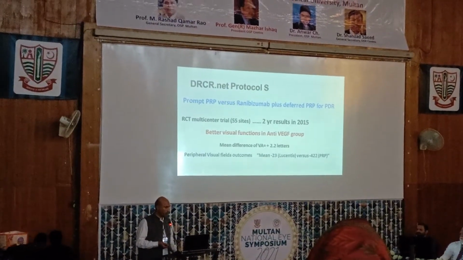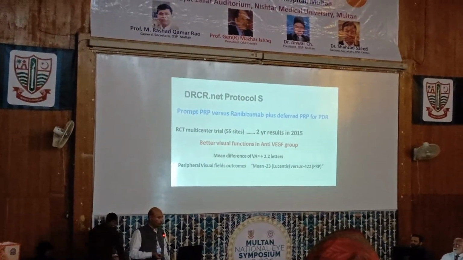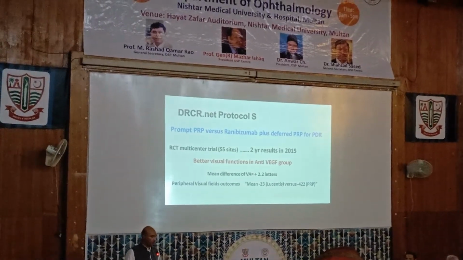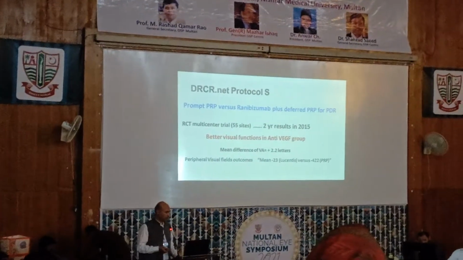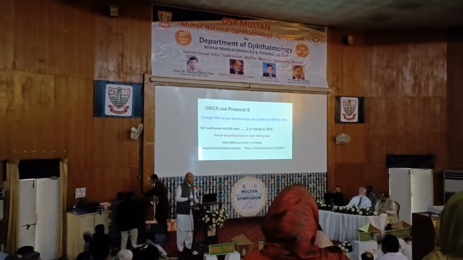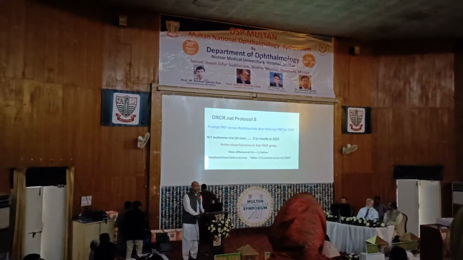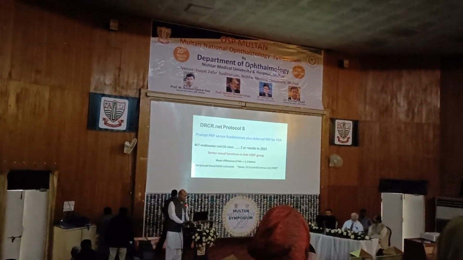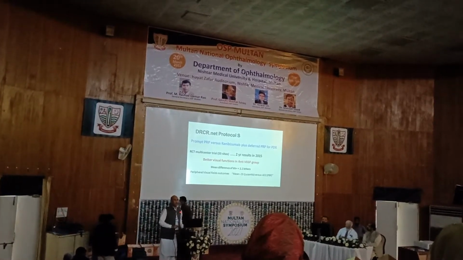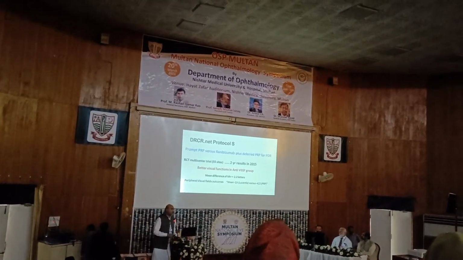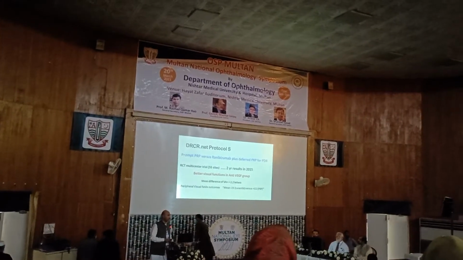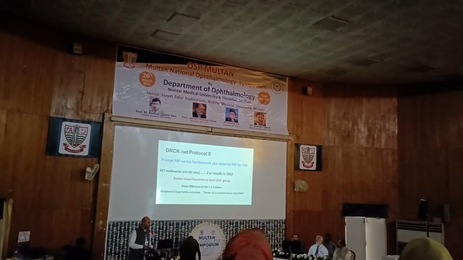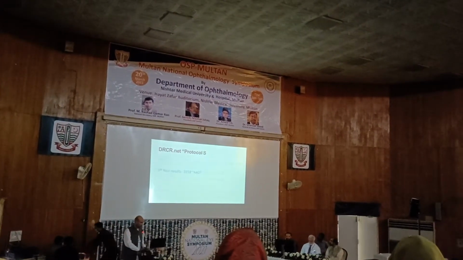In this Protocol S, they compared PRP versus anti-VEGF injection plus deferred PRP for proliferative diabetic retinopathy. It was a multi-center randomized controlled trial, and in 2015, 2-year results were presented. It showed that there is better visual function preservation in the group treated with anti-VEGF, in terms of visual acuity and also in terms of visual field.